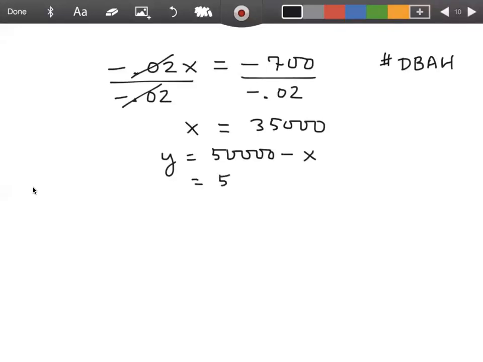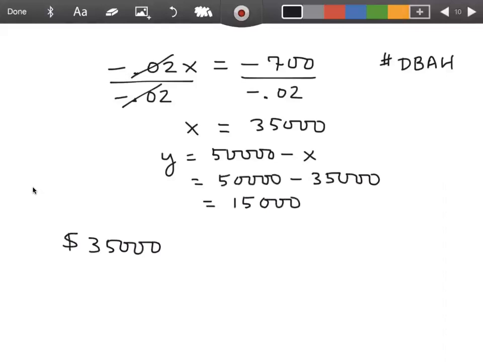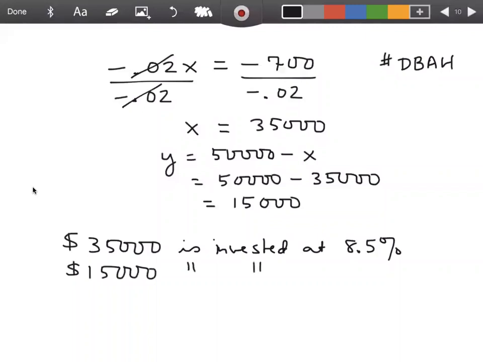We think x is 35,000, which means y is 15,000. All right, so the solution for the problem that this came from is that $35,000 is invested at 8.5%, $15,000 is invested at 10.5%.